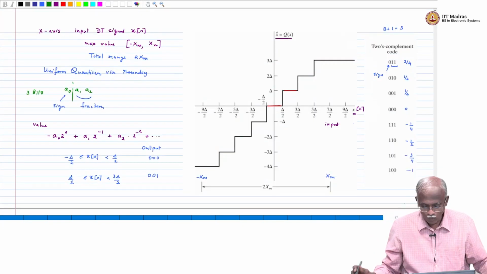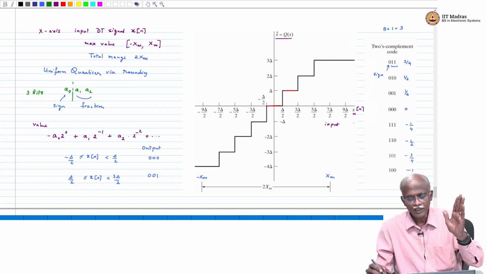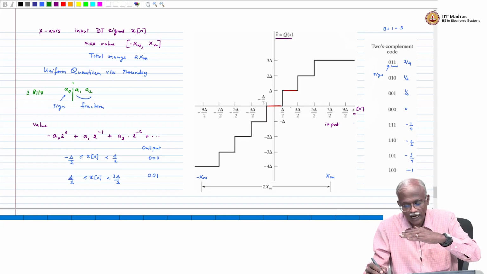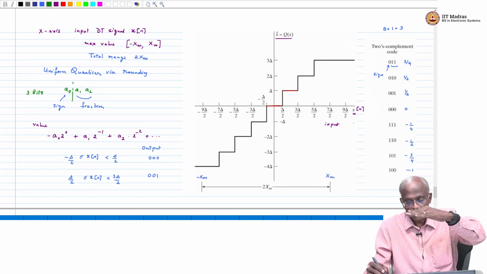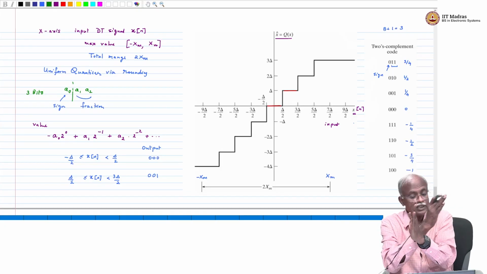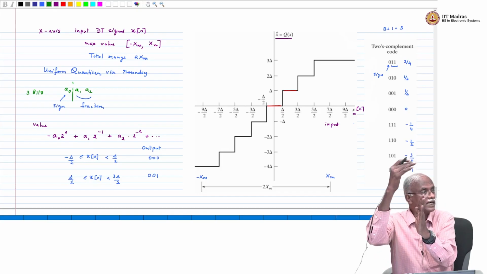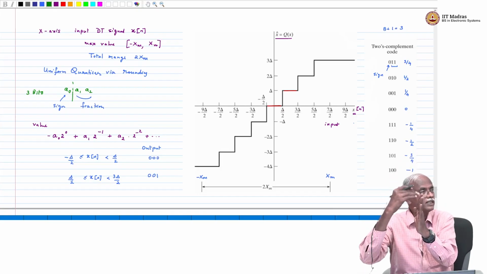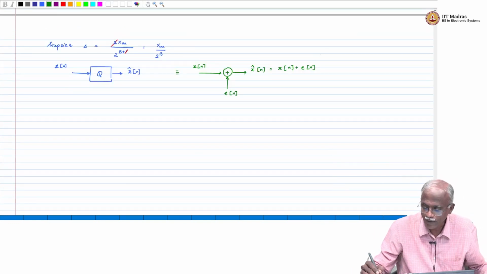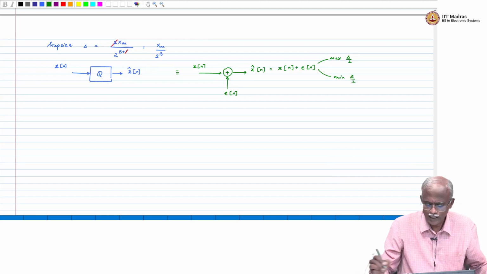Go back and look at it. What is the maximum error that can happen just before you get to delta by 2? What is the value? It is 0. Just afterwards, it becomes delta. Okay. So, if you had a value that was very close to delta by 2, then remember that you are either going to give it as 0 or you are going to give it as delta, in which case the maximum error is in the order of delta by 2. Similarly, on the negative side also, the maximum value is delta by 2.